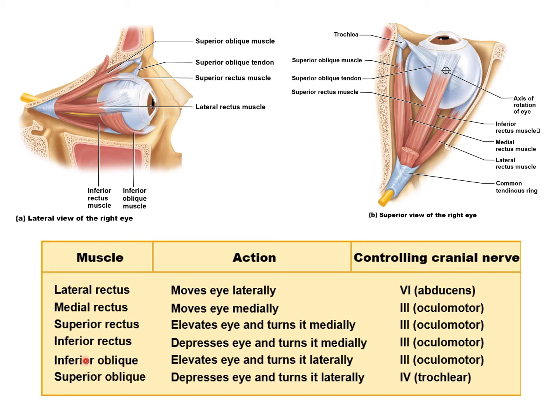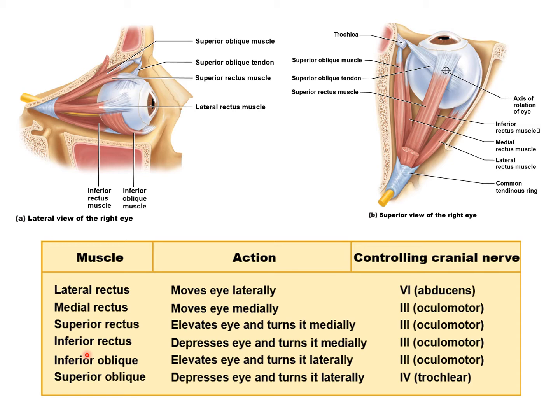The inferior oblique and superior oblique muscles, just think of them as the opposite of superior and inferior rectus. Watch this. Superior rectus elevates and turns medially, while superior oblique depresses and turns laterally. See how the 2 superiors are opposites of each other? Same with the 2 inferiors. Inferior rectus depresses, turns medially. Inferior oblique elevates, turns laterally. Right, so there are the actions that you should know for the 6 extrinsic eye muscles.